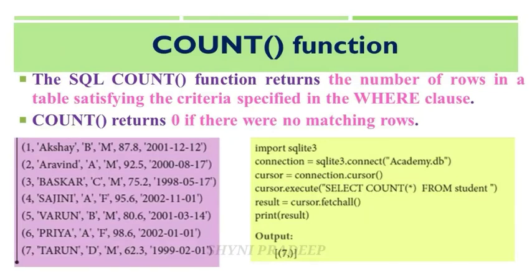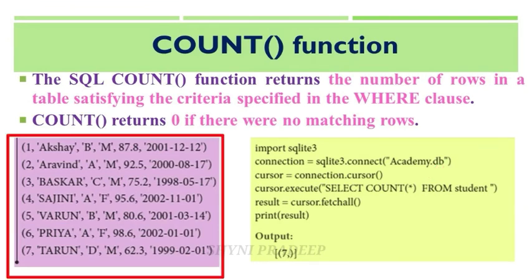The SQL count function returns the number of rows in the table satisfying the criteria specified in the where clause. Count function returns 0 if there are no matching rows. So this count function is used to return the number of rows in the table. If none of the rows matched, it returns 0. See here, select count from student. How many rows are present in this table? 7. So 7 will be printed on the output screen like this.